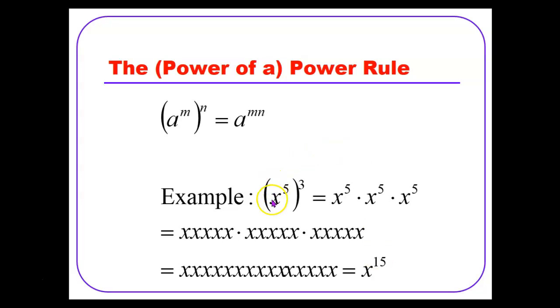And the reason that works is when you take x to the 5th power to the 3rd power, you're multiplying 3 x to the 5th powers together. So you're multiplying xxxxx times xxxxx times xxxxx, and altogether that's 15 x's being multiplied.